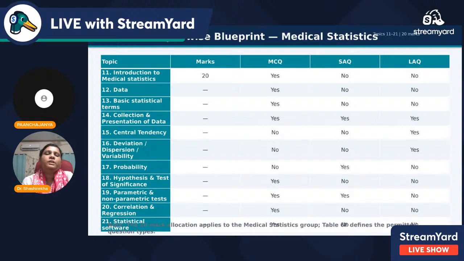And hypothesis and testing of significance, this will be an MCQ. And parametric and non-parametric tests are one of the important topics here, which will be asked for MCQ or SAQ. They may ask some scenarios and which type of test it is, or by giving a list of parametric tests, they may ask which is the non-parametric test among these, or which is the parametric test among these.